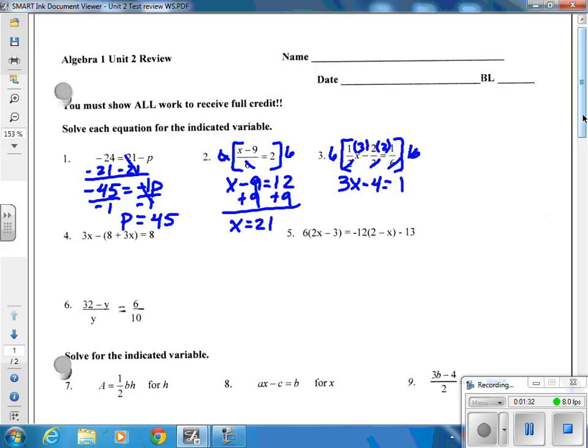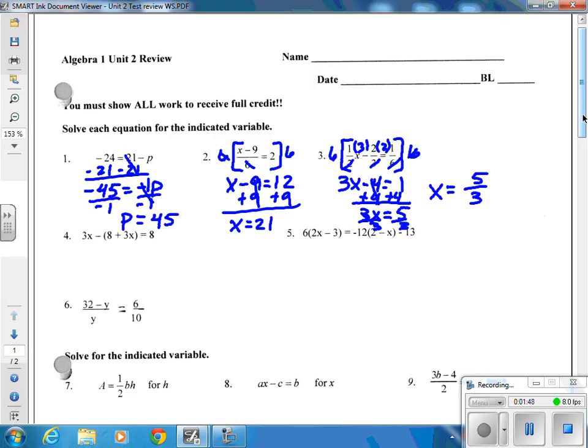You're at a normal 2-step problem from here. Add your 4 to both sides. Now you have 3x equals 5. You're going to divide both sides by 3. 3 does not divide into 5, so you're going to leave it as a fraction. And the answer should be 5/3.